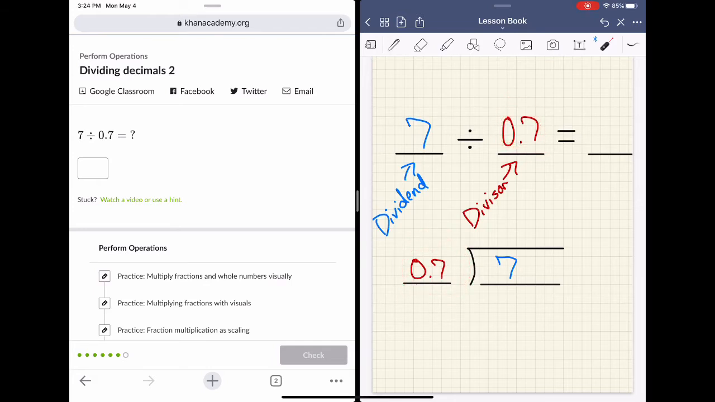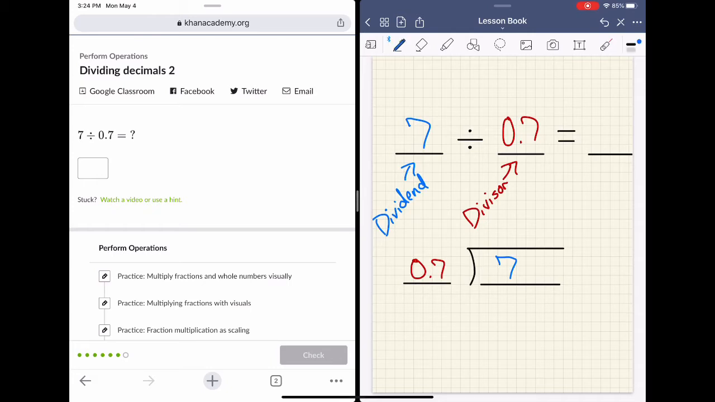As long as you know which number is your divisor and which number is your dividend, you can tell whether you need to get rid of the decimal. And it's easy. You should get rid of the decimal if it appears in your divisor. But if a decimal appears in your dividend, then you can keep it. And we'll talk about why in just a moment. But for this problem here, we have 0.7 divided into 7, and the decimal is in our divisor. So we need to get rid of it.